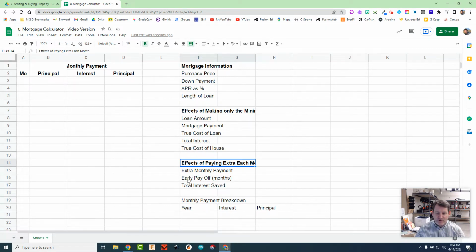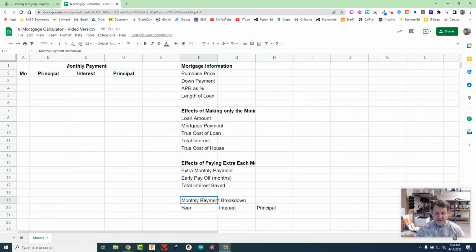And then this table will show me how many months that will take off the loan. It's going to shorten my loan. How many months is it going to take off? And how much total interest will I save by doing that? So now I can start making decisions about how I spend my money based on their long-term consequences, which is kind of cool.